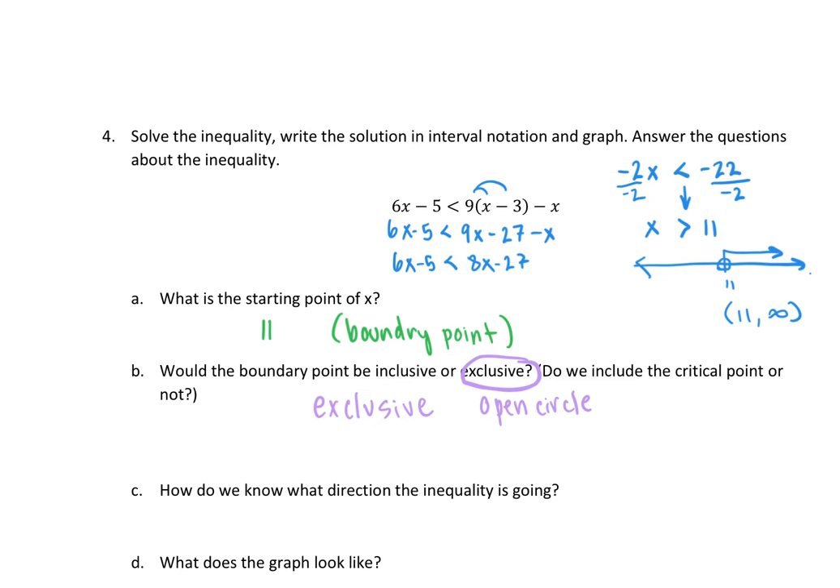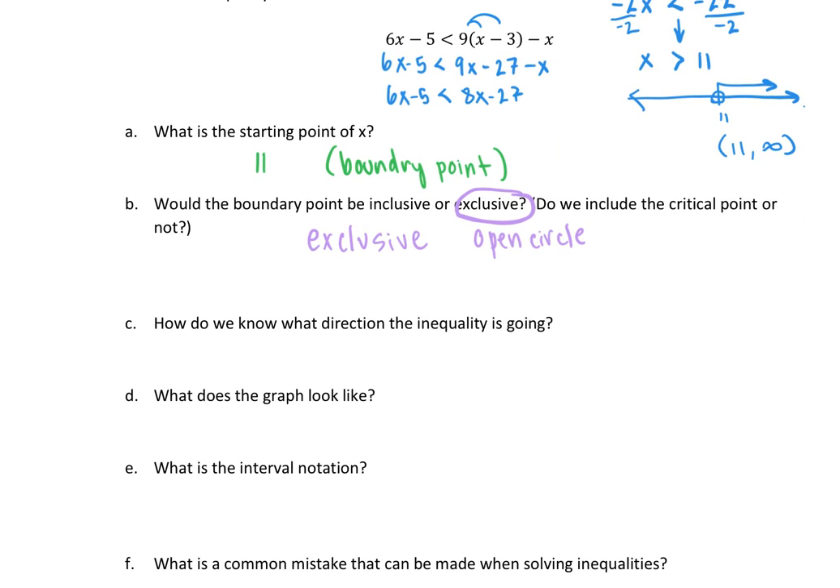Okay. The next question is, how do we know the direction the inequality is going? Because x is greater than 11, all the values bigger than 11 are included in that phrase. So 12 is greater than 11, 13 is greater than 11, and so forth and so forth. So that means our graph is going to go to the right.